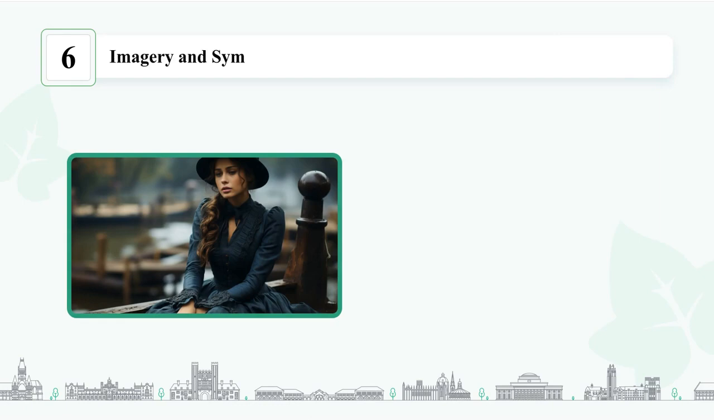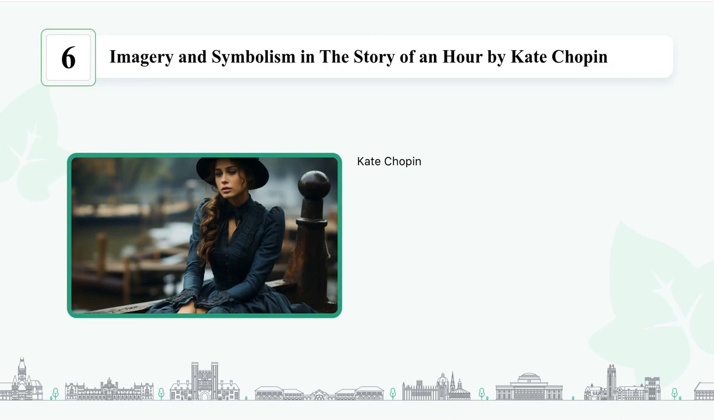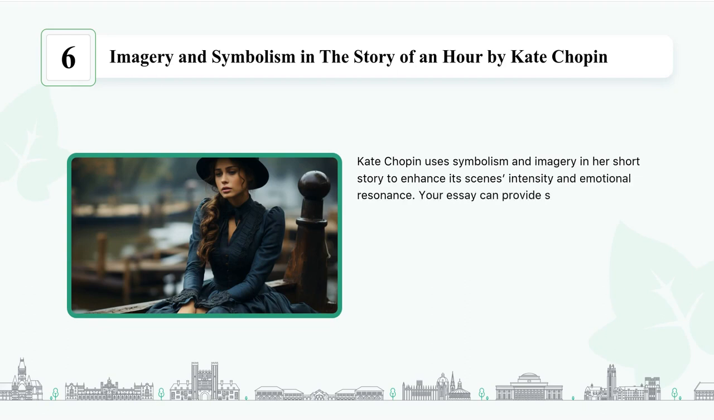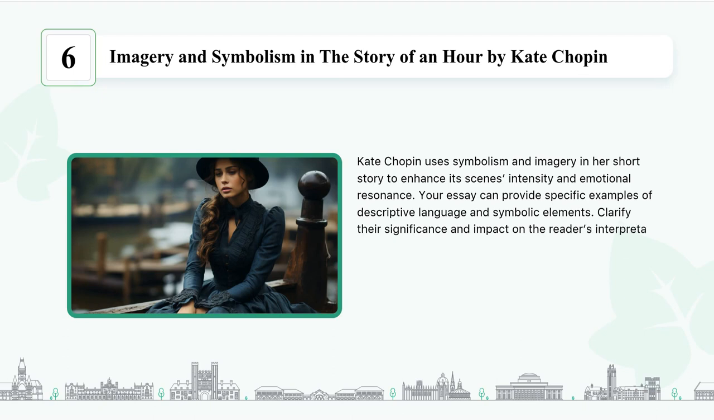Imagery and Symbolism in The Story of an Hour by Kate Chopin. Kate Chopin uses symbolism and imagery in her short story to enhance its scene's intensity and emotional resonance. Your essay can provide specific examples of descriptive language and symbolic elements. Clarify their significance and impact on the reader's interpretation.